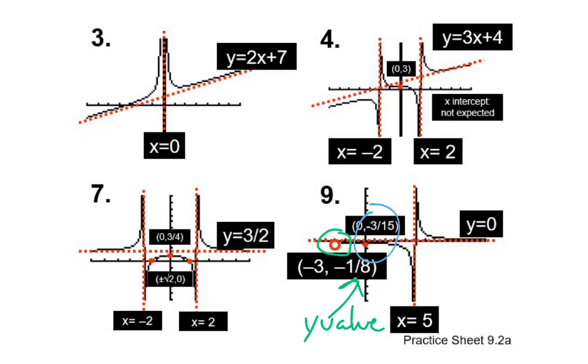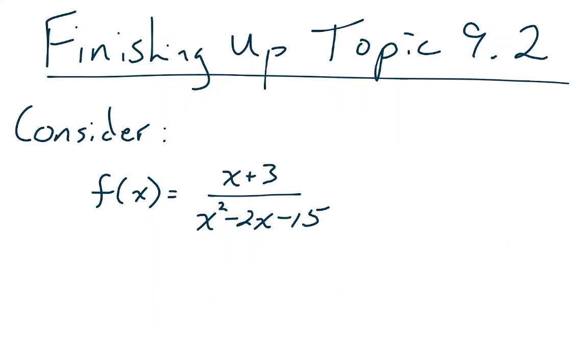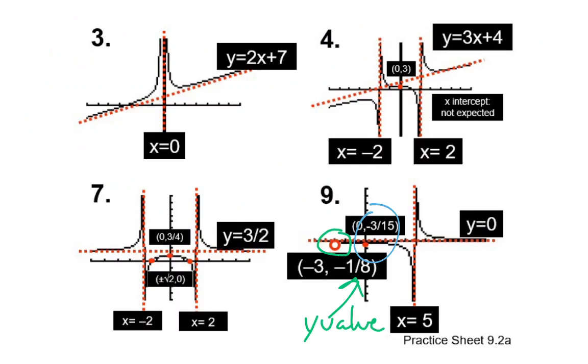Well, I'm glad you asked, because I'd like to use number nine as a springboard or a segue into today's lesson. You can write it down in your notes. You can just watch. It is number nine from the practice sheet. And again, we're going to focus on exactly how to get the y value as well as all the values that go with that graph.